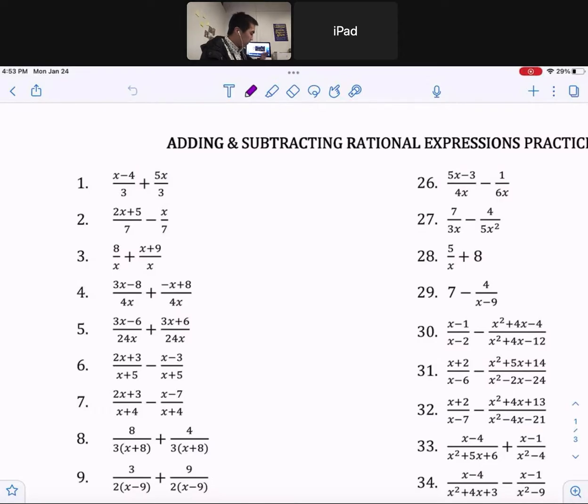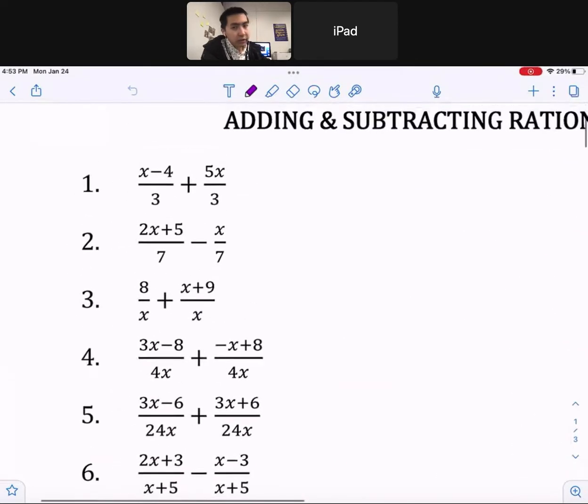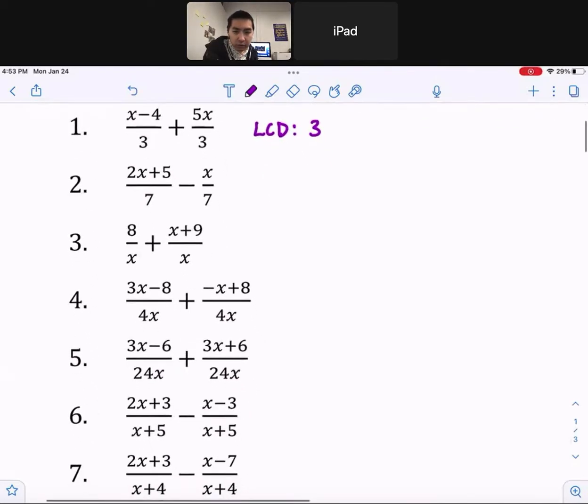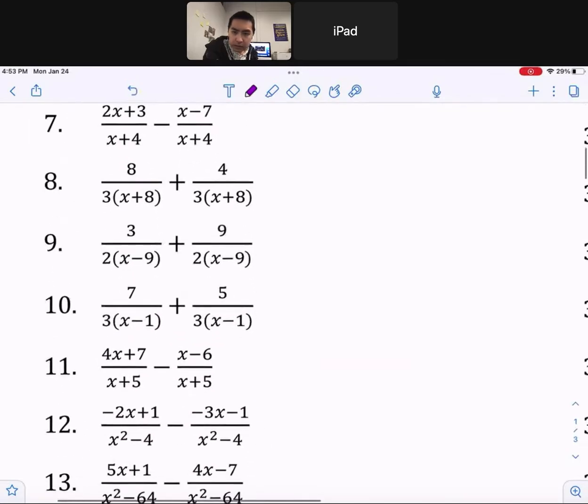The point of this homework assignment is to strictly just find the least common denominator between the rational expressions. So like, if we did number one, clearly both of these have a 3, and if they both have a 3, then they're equal in degrees, so you just take one of them. So the least common denominator for that one is just 3. A lot of them are going to be like that for you.